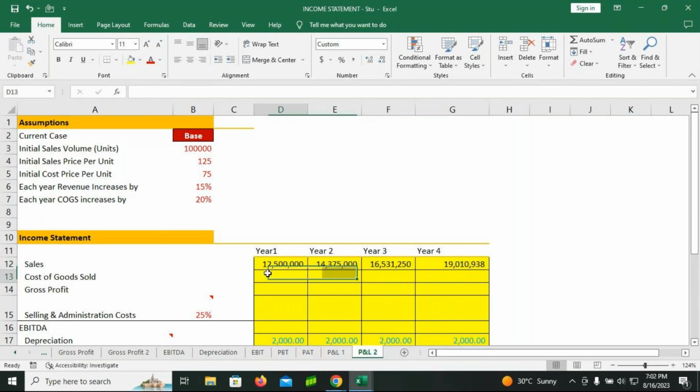Okay. Now COGS. So how much is the cost? Initial cost, that is 10 lakh.